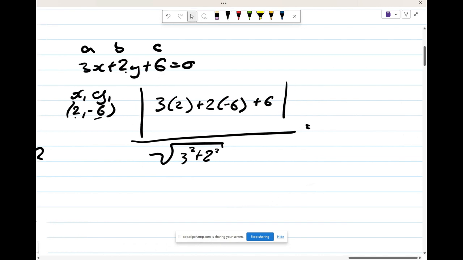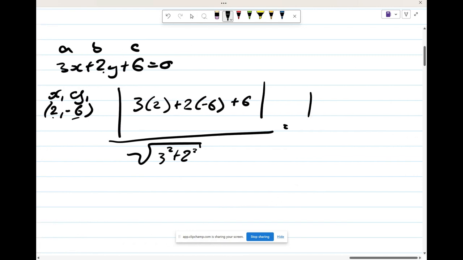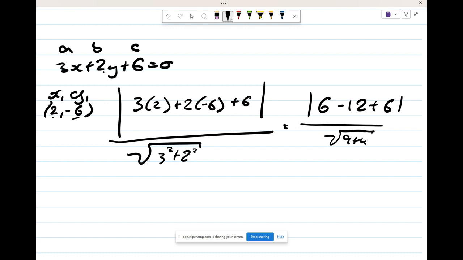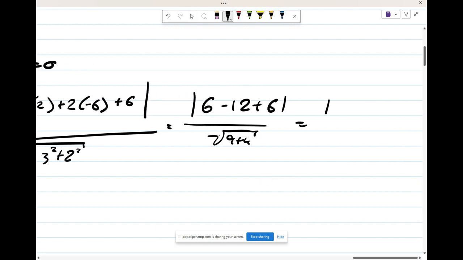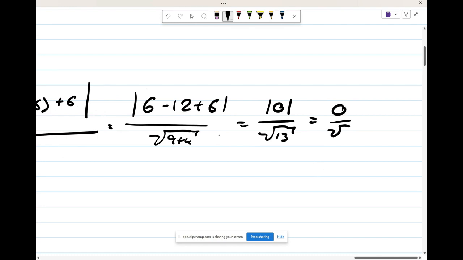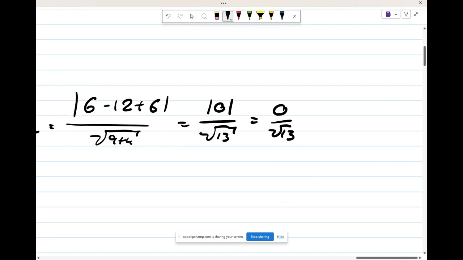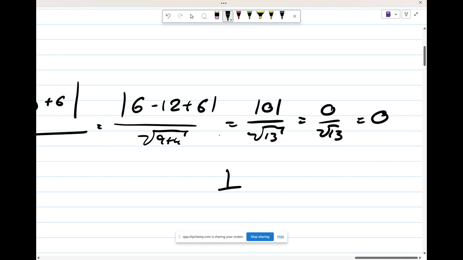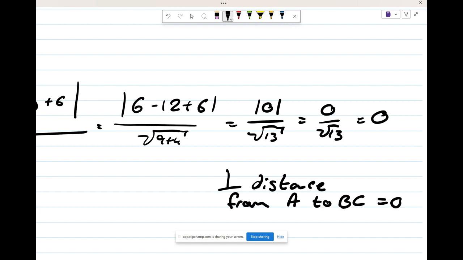And now we can just put all this in our calculator. So 3 times 2 is going to be 6, and minus 12 plus 6, and that's going to be root 9 plus 4. So it's going to be absolute value of 0 over square root 13. And so the absolute value of 0 is just 0, so it's 0 over square root 13. And you can see that any 0 divided by anything is just 0. So the perpendicular distance from A to BC is equal to 0.